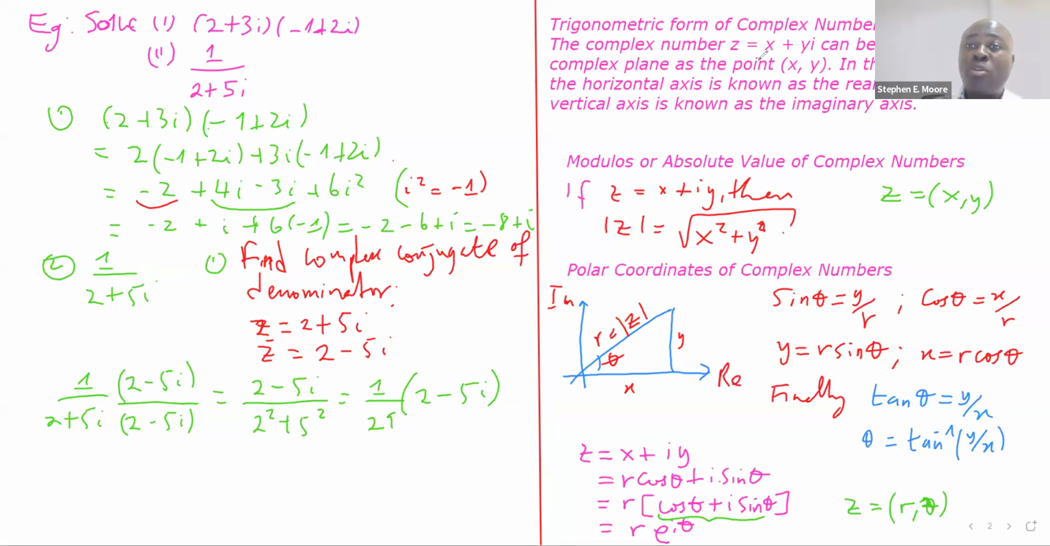So first, if you have a complex number z, which is equal to x plus iy, it can be represented in a complex plane as the point x and y. Of course, we'll come to that. If we are in the complex plane, then the horizontal axis we call the real axis, and the vertical axis we call the imaginary axis. So it is like you draw here, where this is a real axis, and then your y-axis you call an imaginary axis.